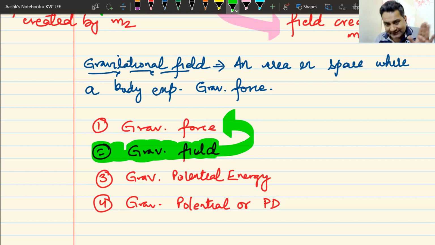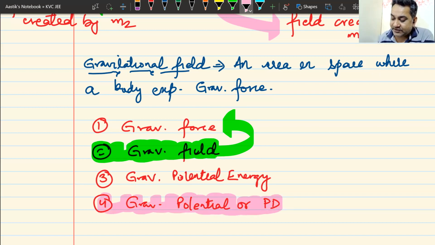Very similarly, gravitational potential and gravitational potential difference are related to gravitational potential energy in the same way. It's a question like what came first, the egg or the chicken? Did field come first or force? Did force come first or field? Does potential energy come first or potential?